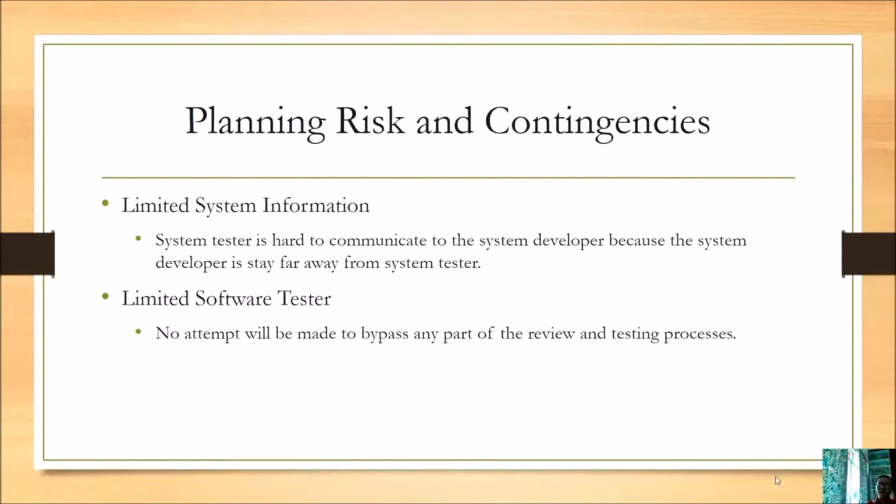Planning risk and contingency. Limited system information. The system tester finds it hard to communicate with the system developer because the system developer stays far away from the system tester. Limited software testers. No attempt will be made to bypass any parts of the review and testing processes.